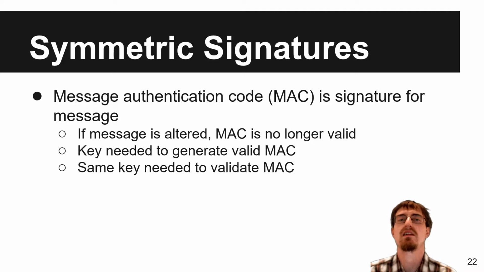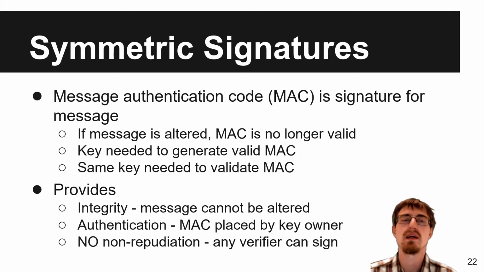Obviously, typically this depends on the hash algorithm. Also, the key is needed to be able to generate a valid MAC. If we didn't need a key, the MAC would be useless because we wouldn't be able to check whether the person who made it actually had the knowledge that they needed. And finally, for a MAC, the same key that is used to generate it is also needed to verify whether the MAC is valid. Now, this scheme has properties as follows.